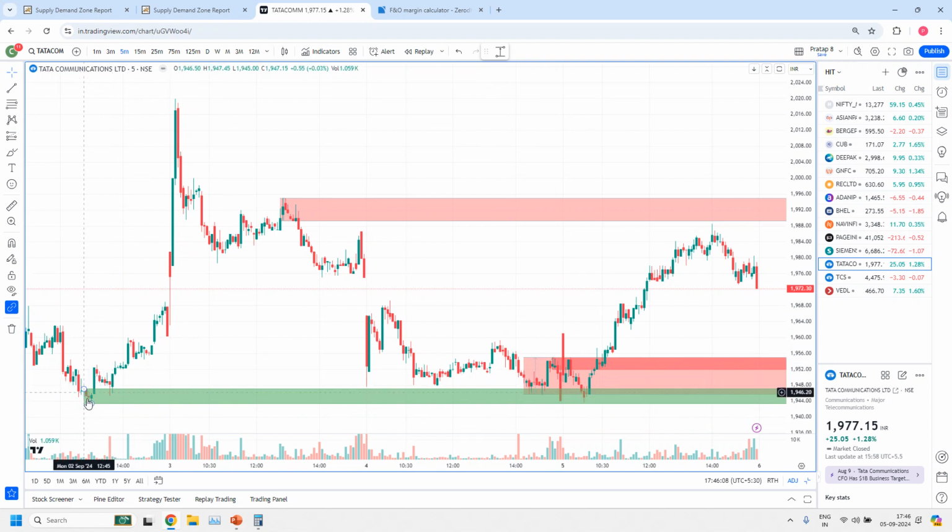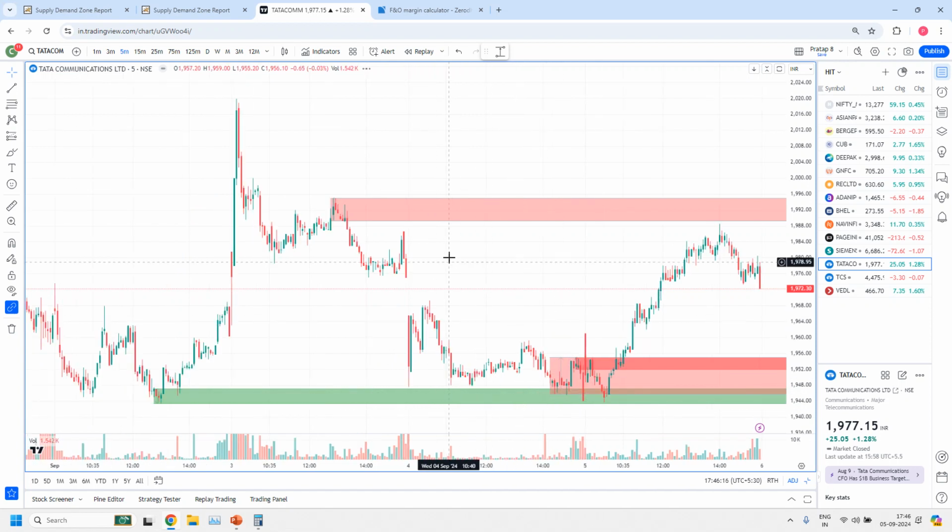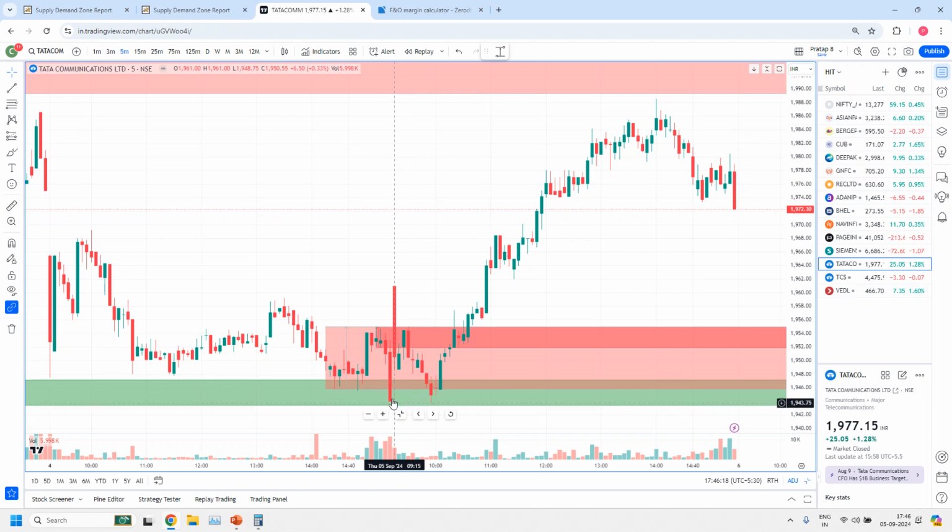I didn't draw wick to wick, I have drawn type 2. Otherwise, this is a test, this is another test, and another test. This was tested yesterday. Prices came, closed, and institutions might have added a new order flow in the existing zone. They didn't create a new zone.